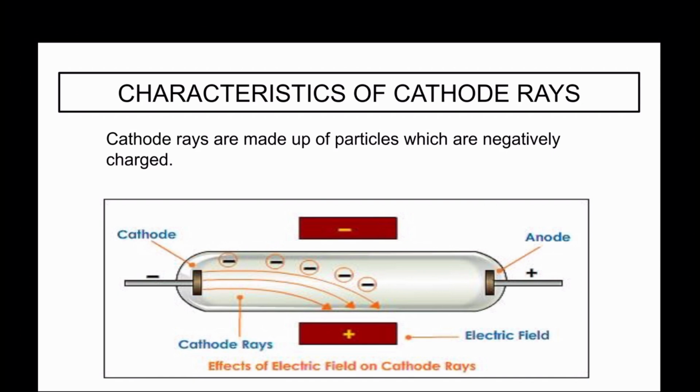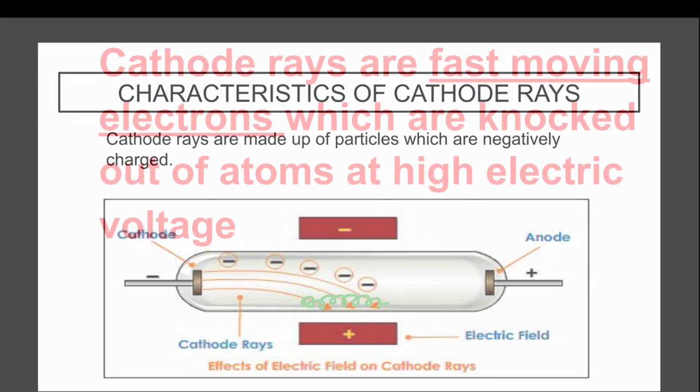Cathode rays are negatively charged. When an electric field was applied, it was found that cathode rays were attracted towards the positive plate, because the greenish glow was observed towards the positive plate.